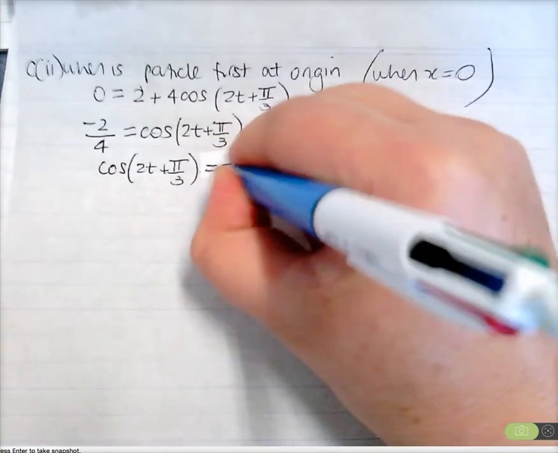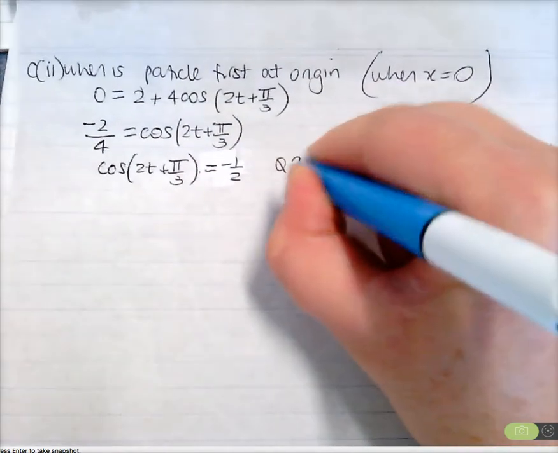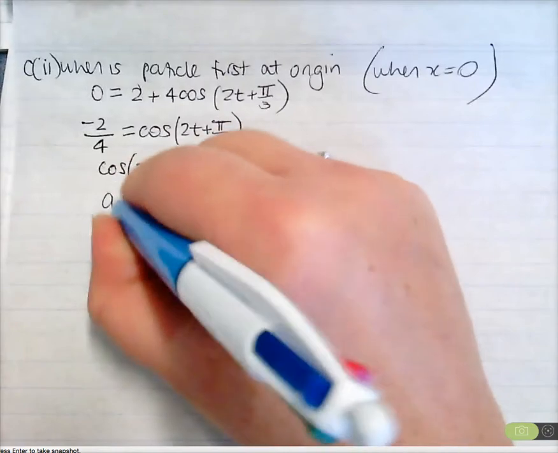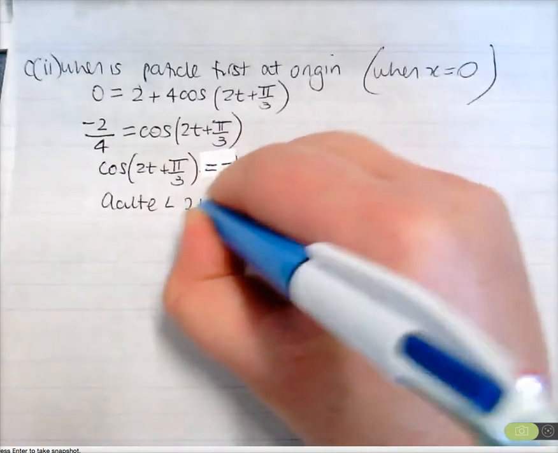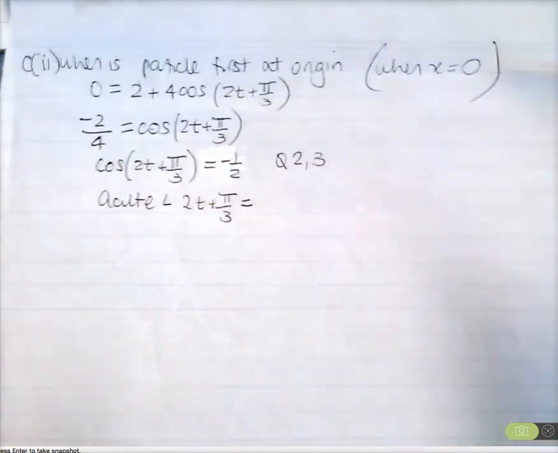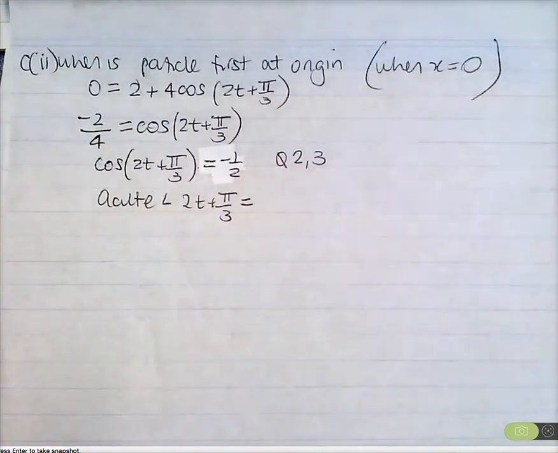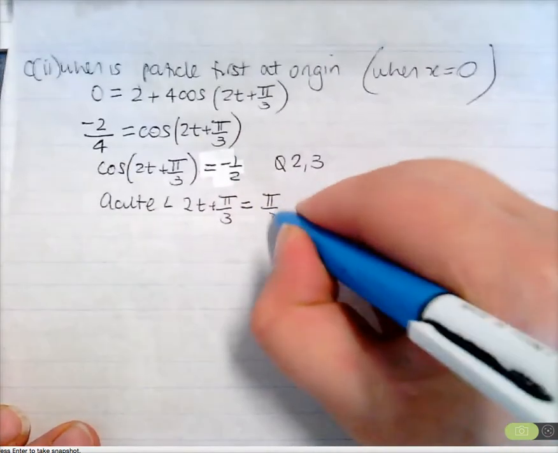So it's negative a half, and we say quadrants 2 and 3. What's the acute angle? The acute angle 2t plus pi on 3 is? Cos of what is a half? Cos 60, so it's pi on 3.